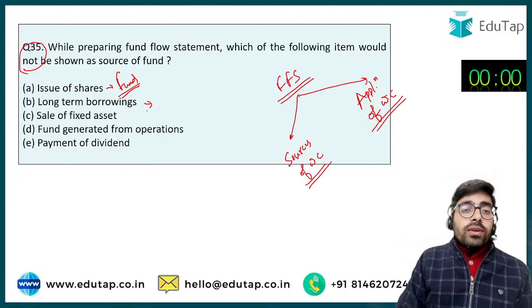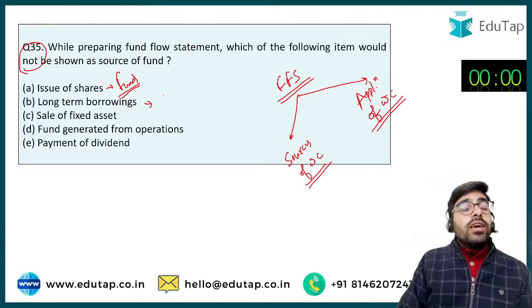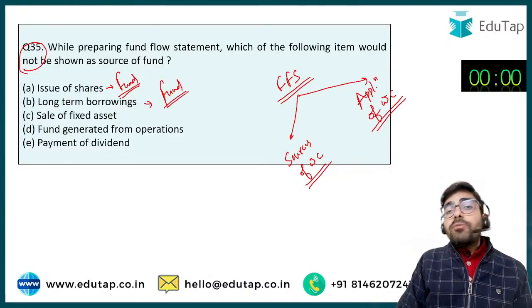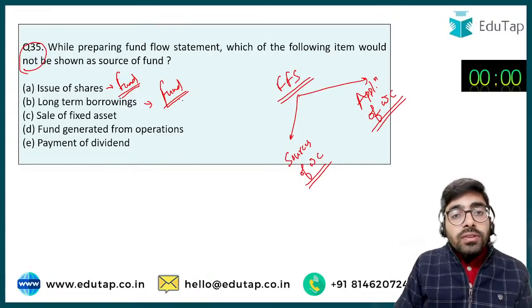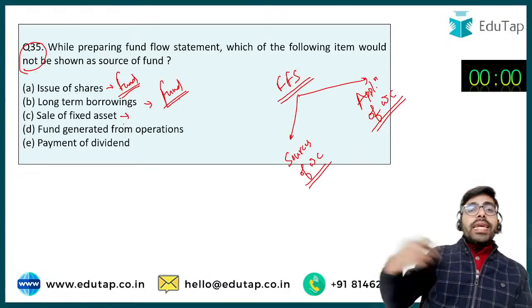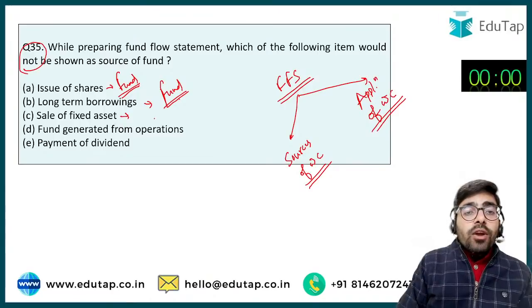If you have borrowed some money, you have done some long-term borrowings, तो यहाँ पे भी आपके पास क्या आएगा? You would get cash, you would get money, which is again part of your current asset, which is part of your working capital. So this is again going to be a fund inflow. Next is sale of fixed asset. If you are selling a fixed asset, again you would be getting money, which is part of current asset. Again, this is part of fund.